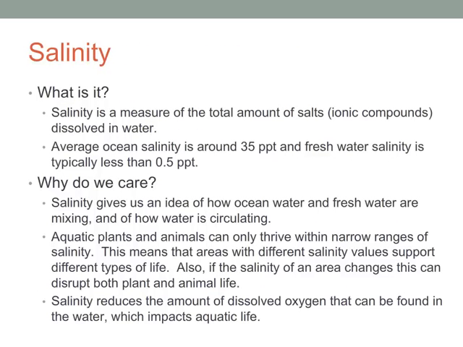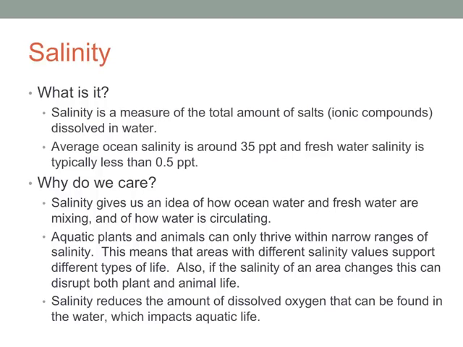The next issue we'll be discussing is salinity. Salinity is a measure of the total amounts of salts, or in other words, ionic compounds, that are dissolved in a water sample. Average ocean salinity is around 35 parts per thousand, and freshwater salinity is typically less than 0.5 parts per thousand. Where they're mixing, the salinity value can range from around 0.5 to 17, and that's what we consider brackish water.